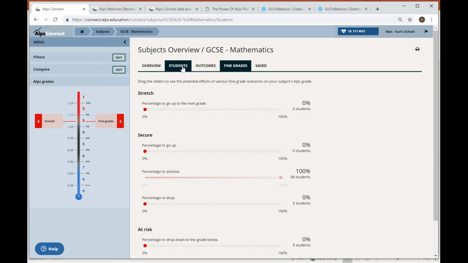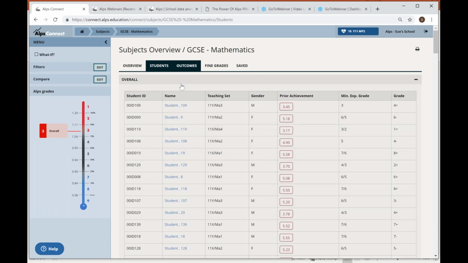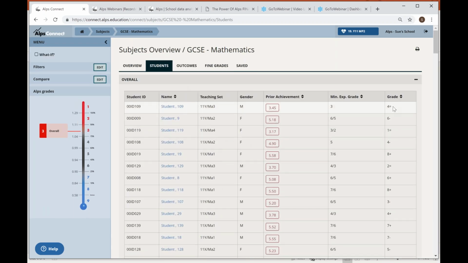Now, if you use fine grades, you'll see I've categorized them plus, equals, and minus. You can do ABC, you can do anything you like as long as it's not symbols, and you can mix and match from A level to GCSE to BTEC. So you've got some fine grades here. You can do some modeling on fine grades.